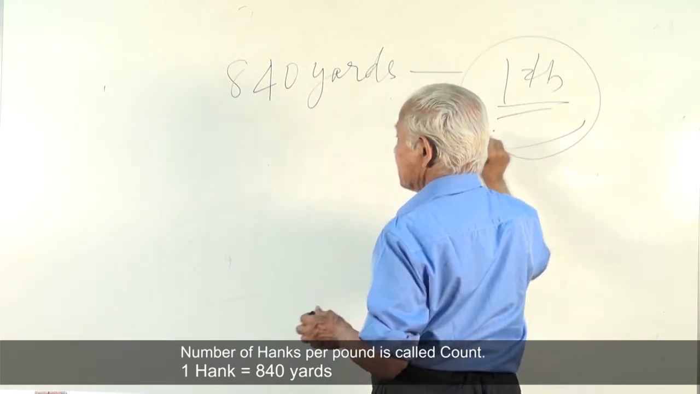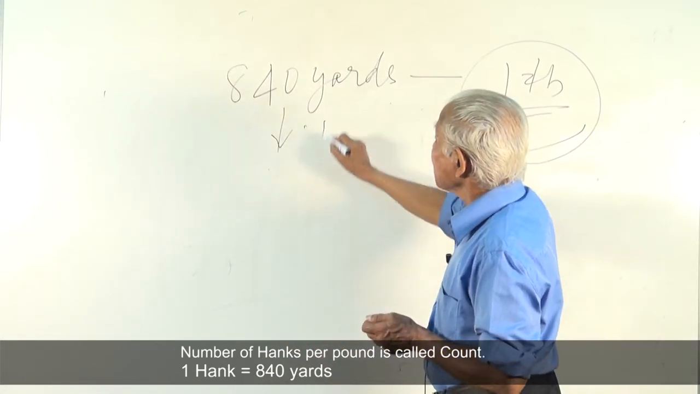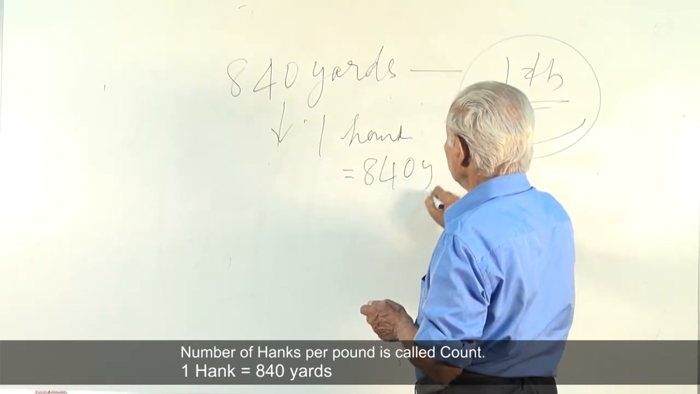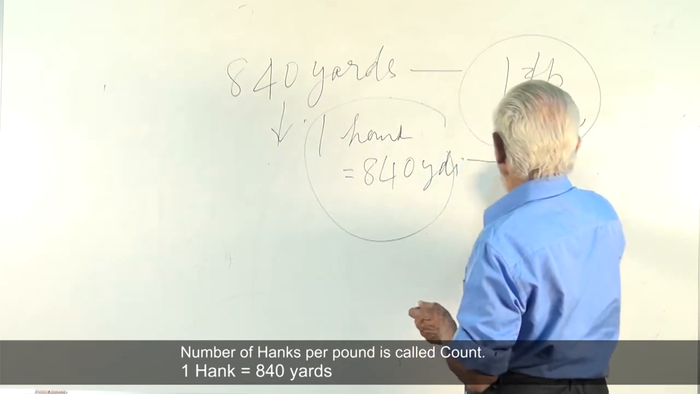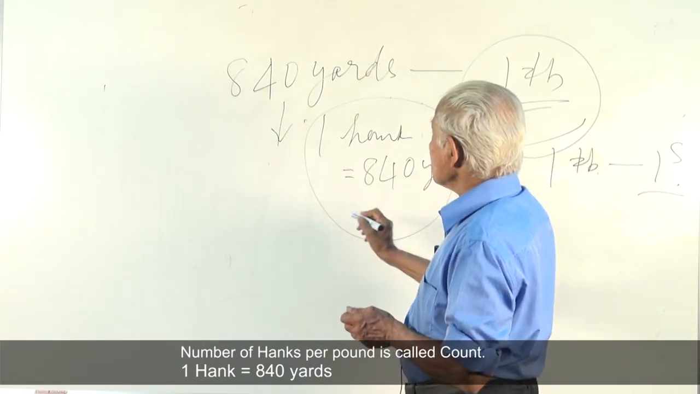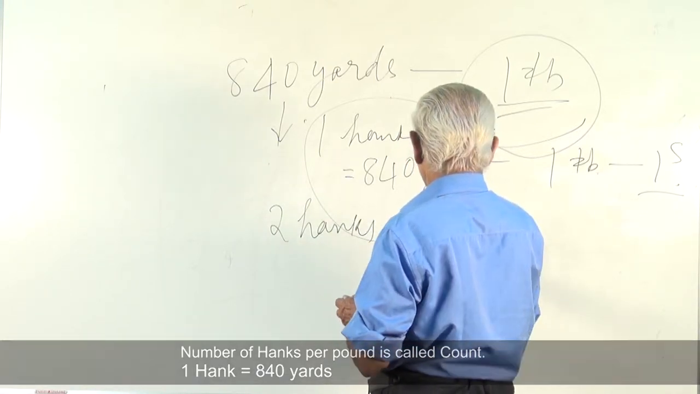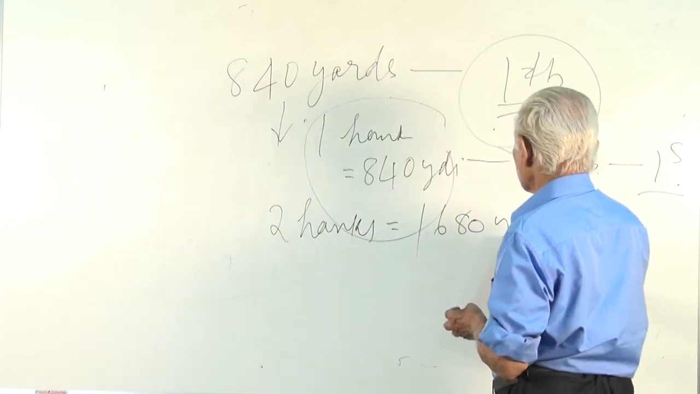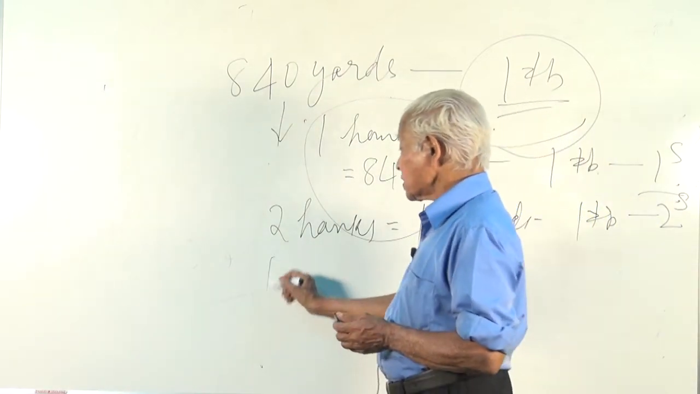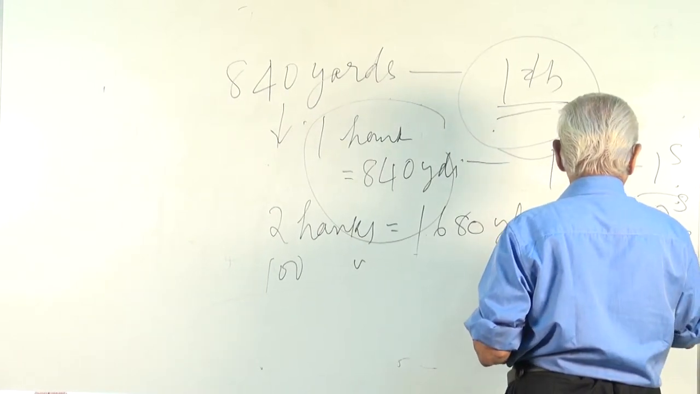Now this is fixed. This is varying. One hank is equal to 840 yards. Suppose the weight of one hank is 1 pound, it is called once. Suppose there are two hanks, that is equal to 1680 yards in 1 pound. It is called twos. Suppose there are 100 hanks in 1 pound, it is designated as hundreds.